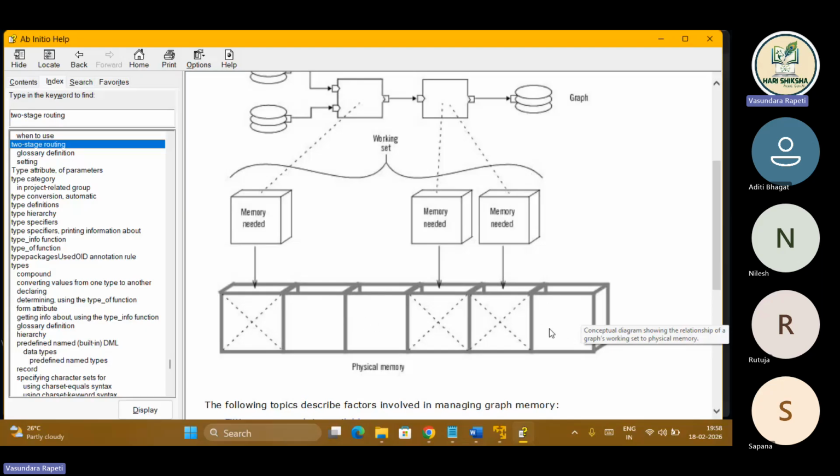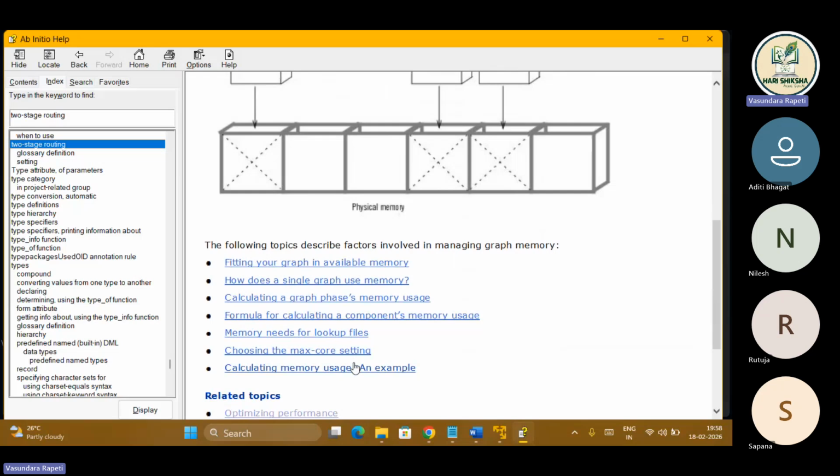This is the total RAM. Suppose 60 GB of RAM. In this 60 GB RAM, 10 GB is occupied by the first component, and 20 GB is occupied by the second component, then 30 GB is remaining. So if you need an increased max-core, you can increase up to 30 GB like that, depending upon many more factors.